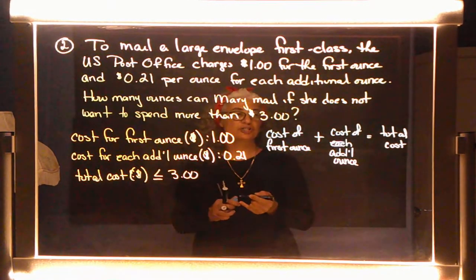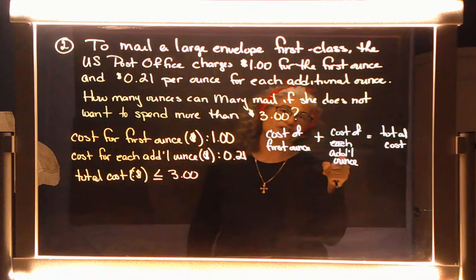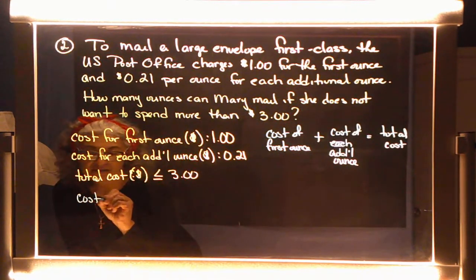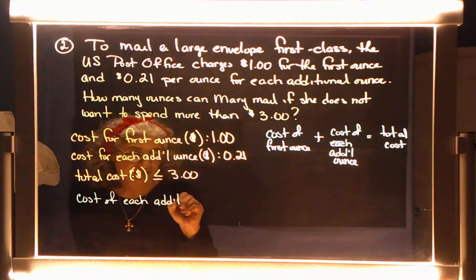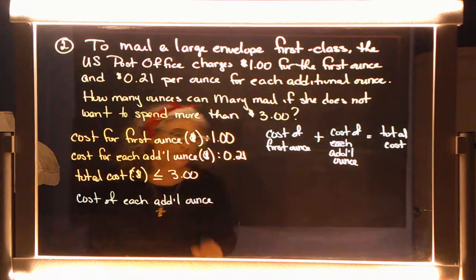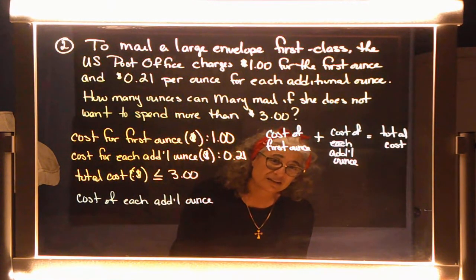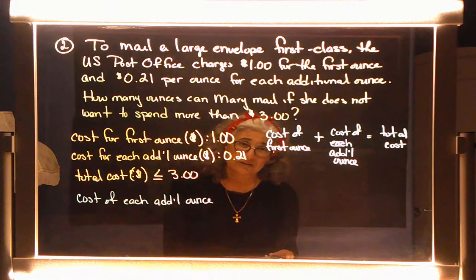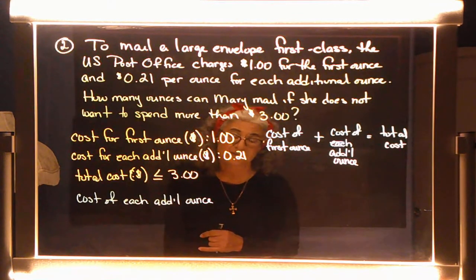Okay, so my question is this. I know the cost of the first ounce, that's easy, that's $1. But how do I figure out the cost of each additional ounce? So let's see. Cost of each additional ounce. How would I figure that out? Because it's 21 cents an ounce, isn't it? Good. So do I know how many ounces? Do I know how many additional ounces? Because it says additional. No.